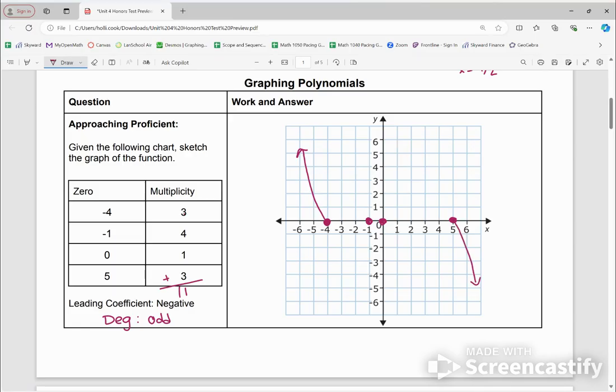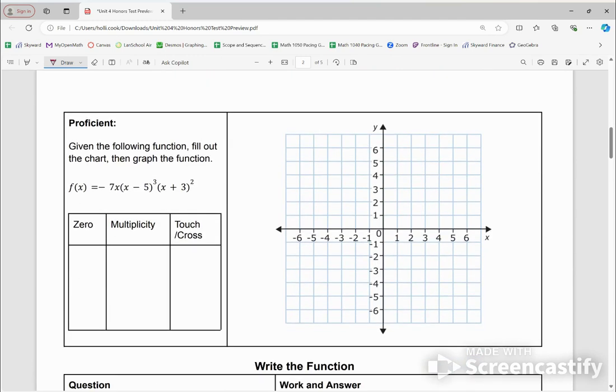Okay, now to fill in the rest of the graph, we need to fill in our touch or cross for our zeros. So remember, if the multiplicity is odd, we cross. If the multiplicity is even, then we just touch it. So 3 is odd, so that's going to be a cross. 4 is even, 1 is odd, and 3 is odd. So the only one we're touching is -1. Okay, everything else is going to be crossed. So I'm going to cross -4, touch -1, cross 0, and cross 5. And there's our graph.